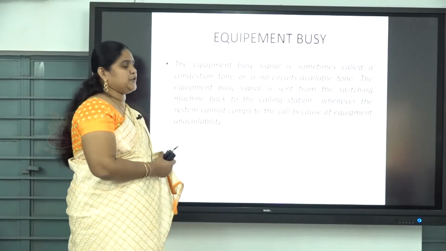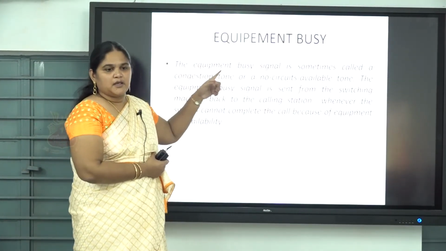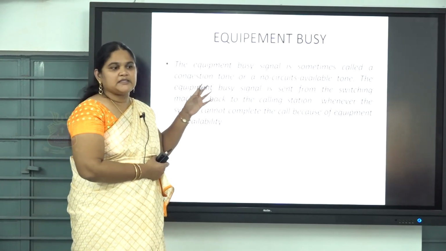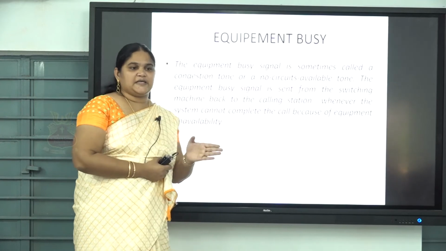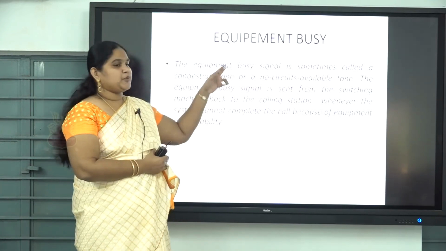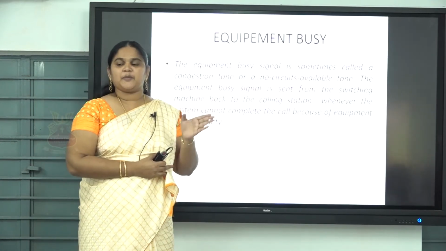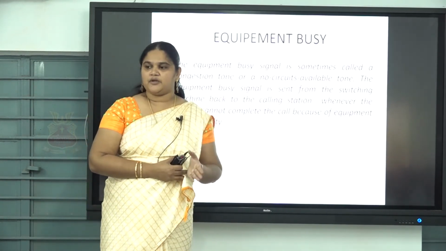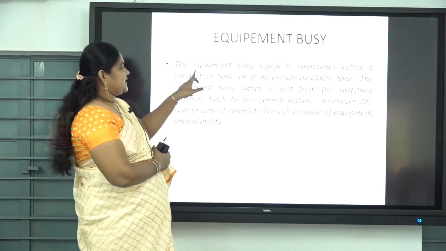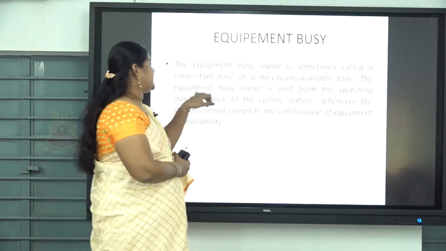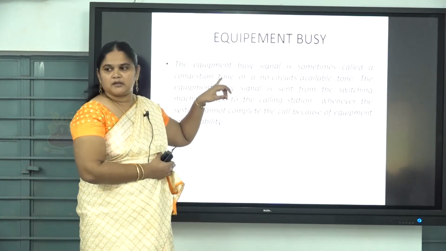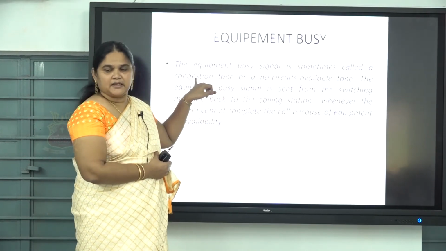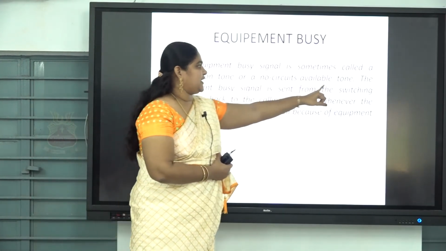The other one is equipment busy. Equipment here means the telephone exchange. So station means telephone set, equipment means telephone exchange. So equipment busy means we are not able to reach the telephone exchange. The equipment busy signal is sometimes called a congestion tone. Congestion means like a traffic jam. So congestion tones are a no circuit available tone.